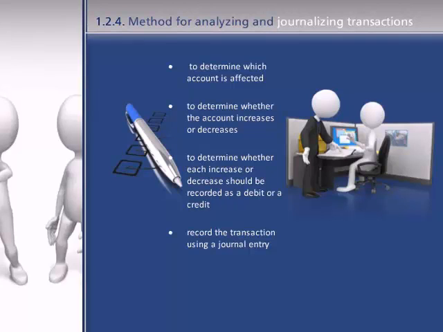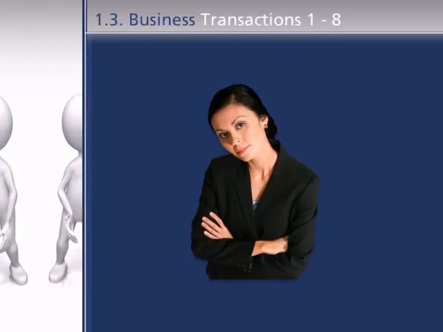Determine whether each increase or decrease should be recorded as a debit or a credit, following the rules of debit and credit. Step 4. Record the transaction using a journal entry. Moving on to the next section. Let's take a look at business transactions.